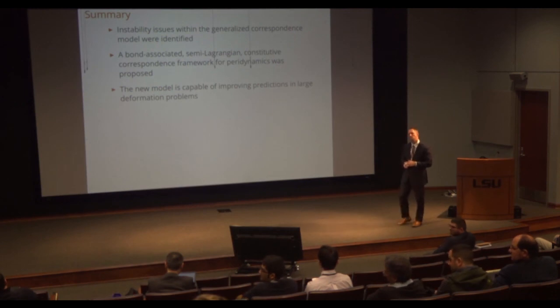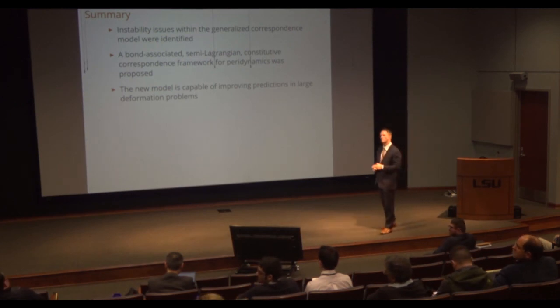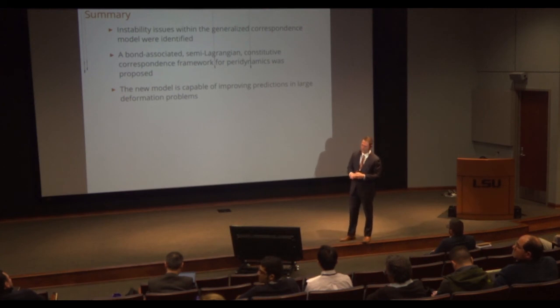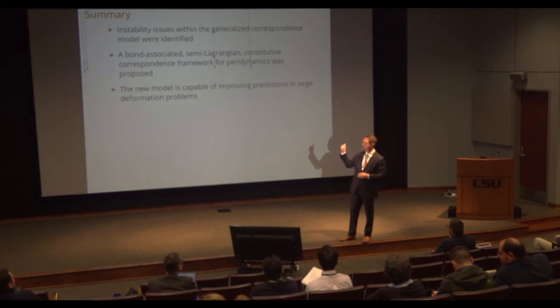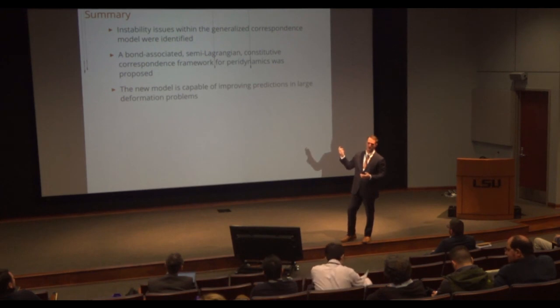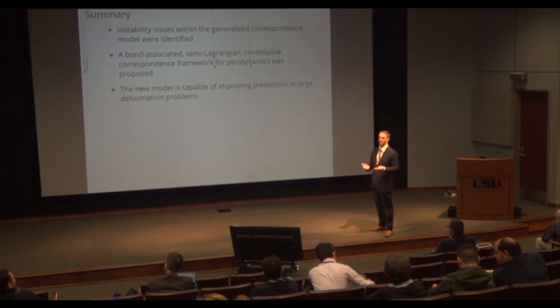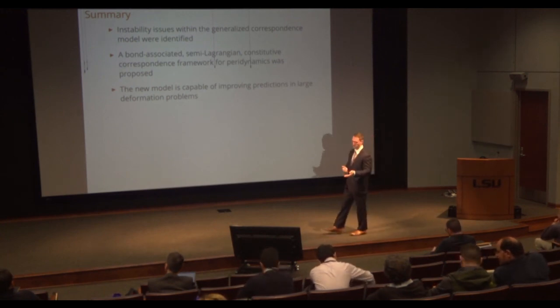So are you using the logarithmic strain for the bond stretch, a bond strain? In the original formulation, we were using a Green-Lagrange bond strain. This more recent one is a hypoelastic model that uses the rate of deformation to update the Cauchy stress, the rate of deformation as a surrogate for strain rate.